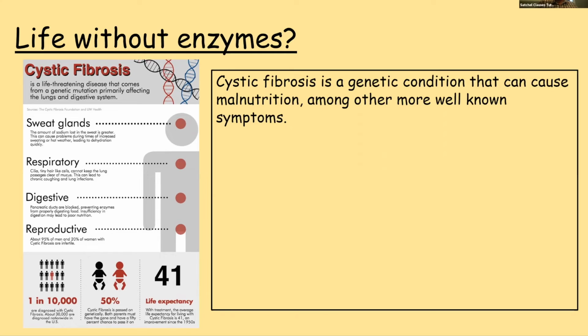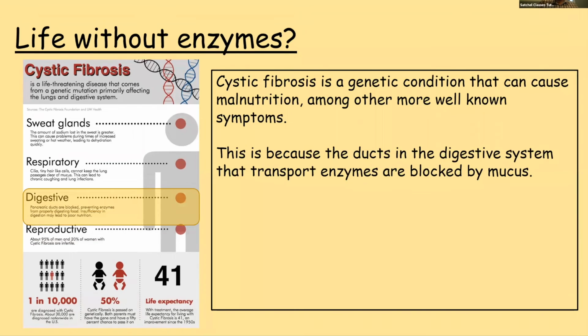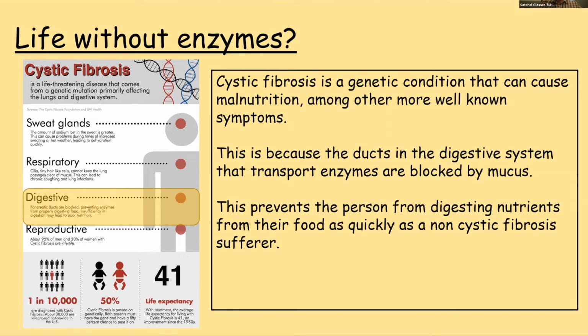It's also known to cause malnutrition amongst other more well-known symptoms, such as fluid building up in the lungs. And this is because the ducts in the digestive system that transport enzymes to the food as it's passing through are blocked by mucus. This then prevents the person from being able to digest the nutrients from their food as quickly as a non-cystic fibrosis sufferer.